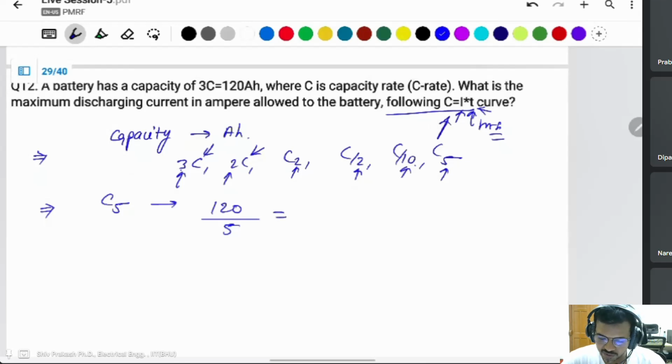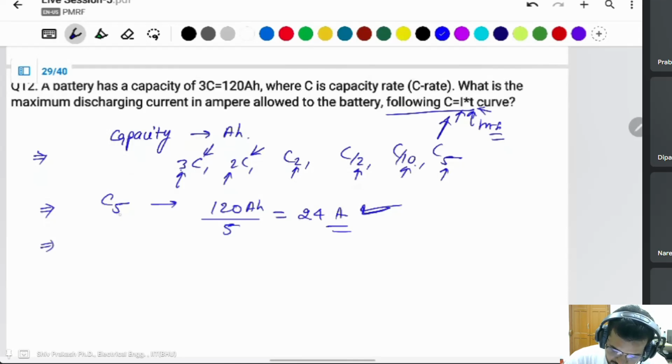From this one, you can calculate the discharging current rating. It will be 24 ampere. It means 120 Ah divided by T, the discharging rate is 24 ampere. This is the maximum discharging current. The C rate is given as the maximum discharging current rating. It means you can't discharge at more than 24 ampere. Maximum current rating is 24 ampere.